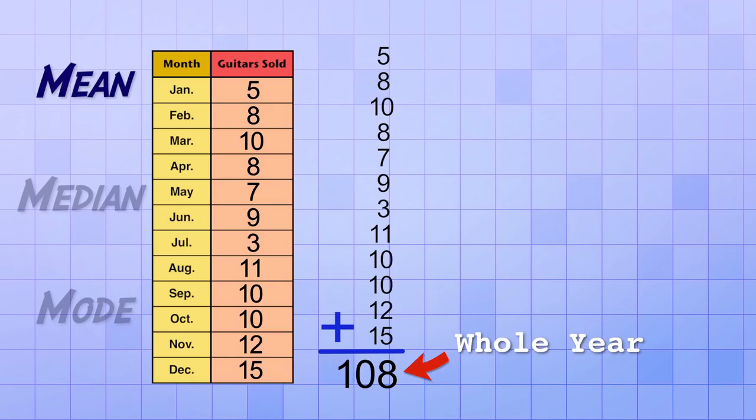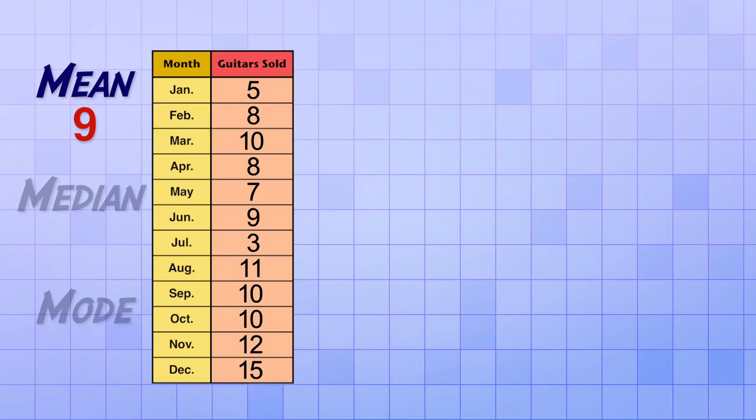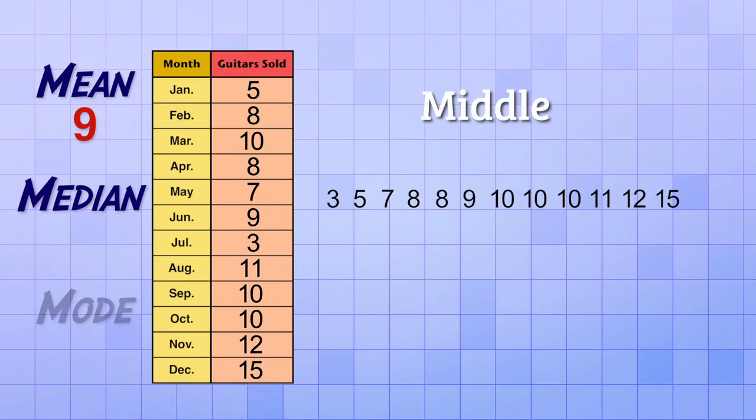But to get the mean sold each month, we need to divide that total by the number of months, which is 12. 108 divided by 12 is 9. So the mean, or average, is 9. Next, to find the median of the data set, we're going to have to rearrange the 12 data points in order from smallest to largest so we can figure out what the middle value is.